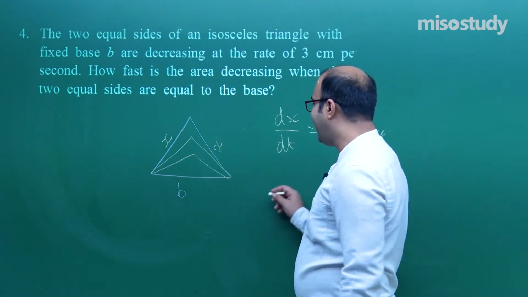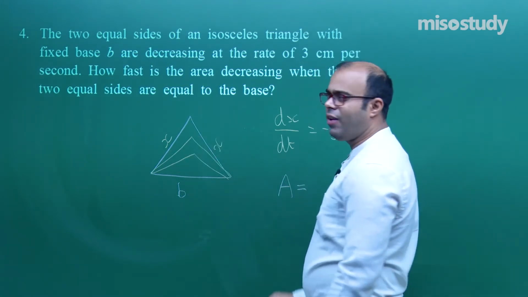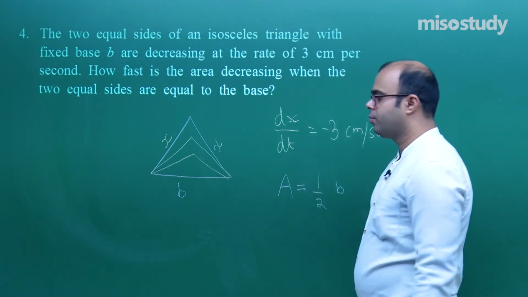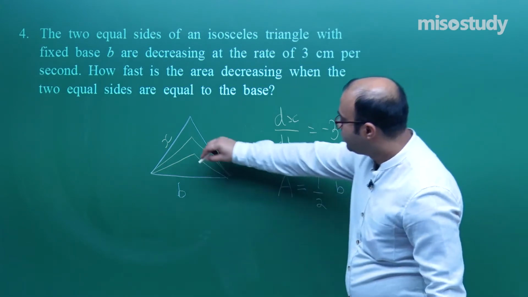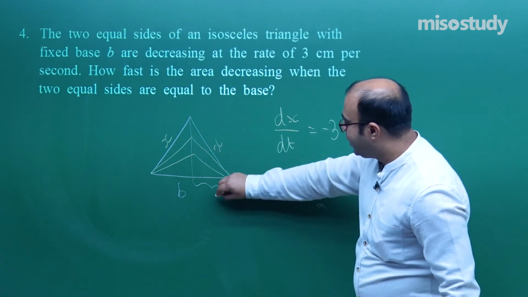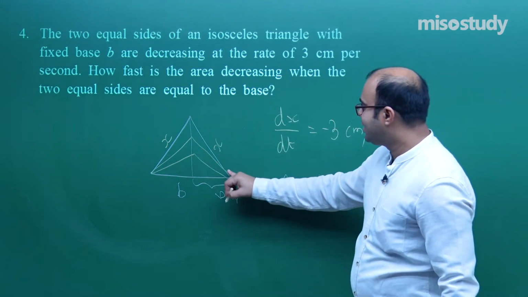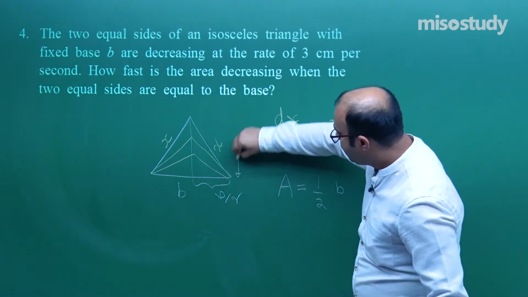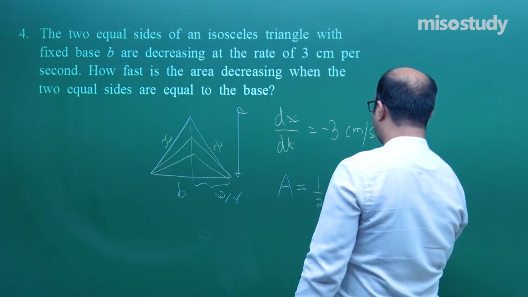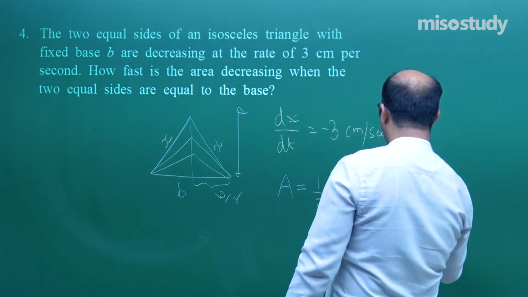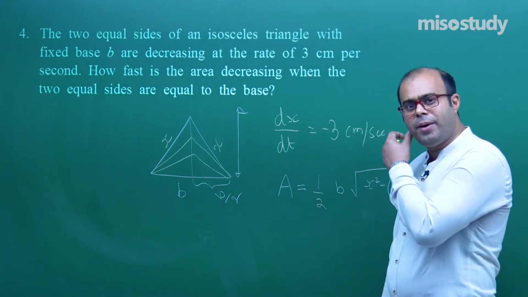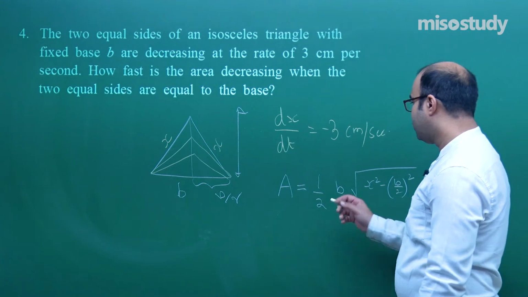So if we want to find the area of an isosceles triangle, how do we find it? Half into base into height. Base is fixed b, so half b, and what is height? At any moment, if we want to find the height, this length is b by 2 and this is x. So the height, with the help of Pythagoras theorem, is root over x square minus b by 2 whole square, that is hypotenuse square minus base square is perpendicular square. So this is the height, and this is the area.